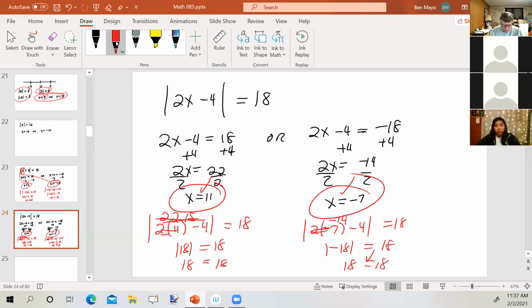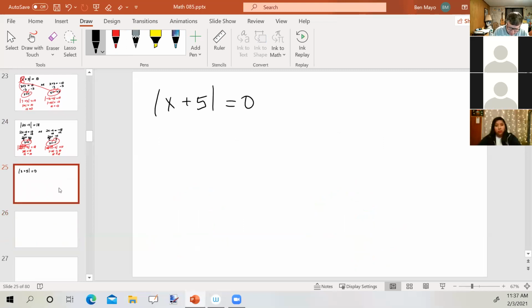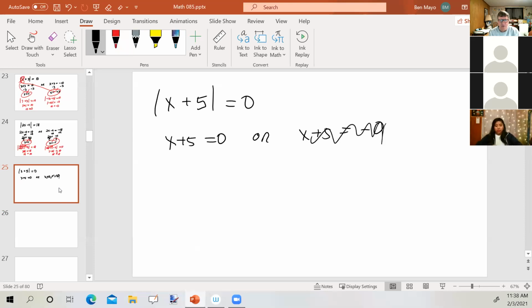All right. Now, let's say we have this situation. The absolute value of x plus 5 equals 0. Well, our first equation would be x plus 5 equals 0. Our second equation would be x plus 5 equals the opposite of 0. But 0 and the opposite of 0 are the same. So this would produce the same solution.